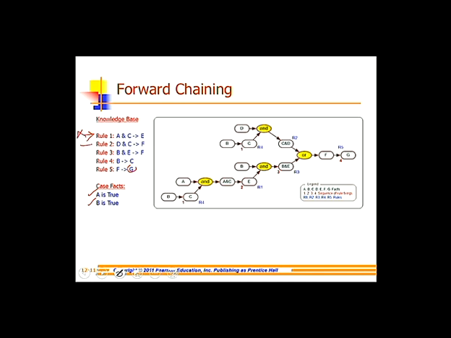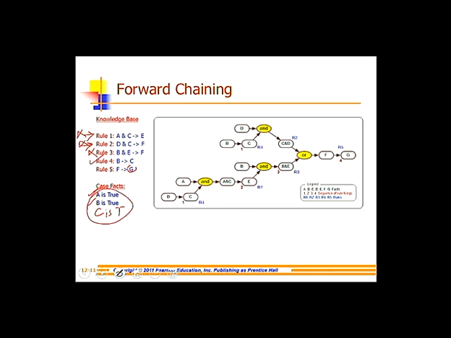The second rule, if D is true and C is true, then F is true. D and C both are not known. This rule cannot be fired either. Next, B and E. B is known, but E is not known, so this rule also cannot be fired. Next, rule number 4. If B is true, then C is true. Now B is true, this rule can be fired, so now this information is added. C is true.